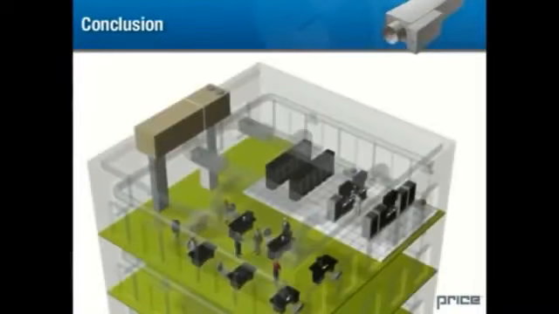The preceding information offers a very basic overview of the components that make up an HVAC system. Throughout the remainder of the training module, we will examine many of these components in greater detail.